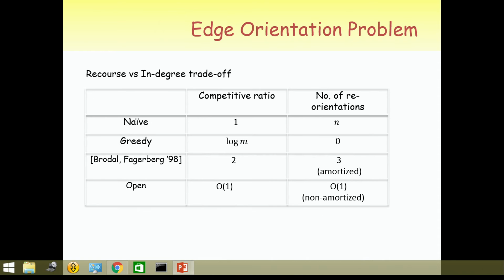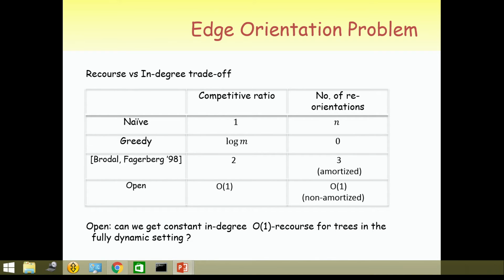So that's what is known. One interesting open question which remains is that in this algorithm, you may be doing a lot of flips at some point of time. So let's say I restrict that you can only do, let's say, 10 flips at each point of time. Can one now get a constant competitive ratio? That's not even known for a tree. Even if the underlying graph is a tree, can I prove that I can get a non-amortized constant?